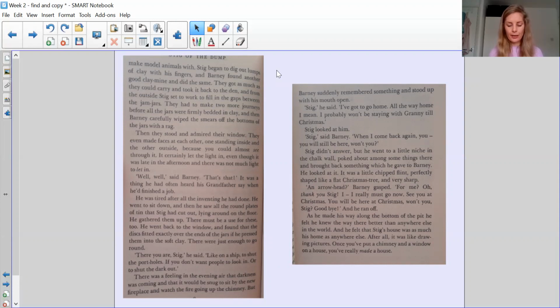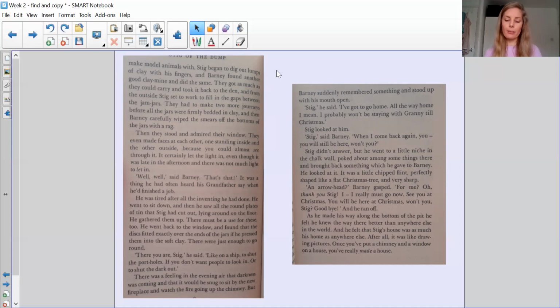He gathered them up. There must be a use for these, too. He went back to the window and found that the discs fitted exactly over the ends of the jars he had pressed into the soft clay. They were just enough to go around. "There you are, Stig," he said, "like on a ship, to shut the portholes, if you don't want people to look in or to shut the dark out." There was a feeling in the evening air that darkness was coming and that it would be snug to sit by the new fireplace and watch the fire going up the chimney.